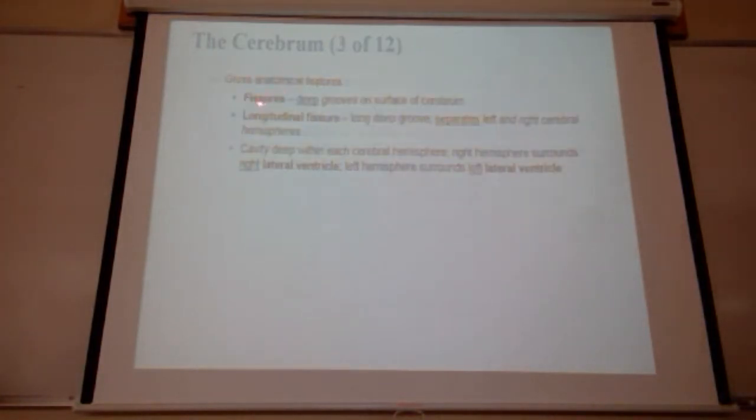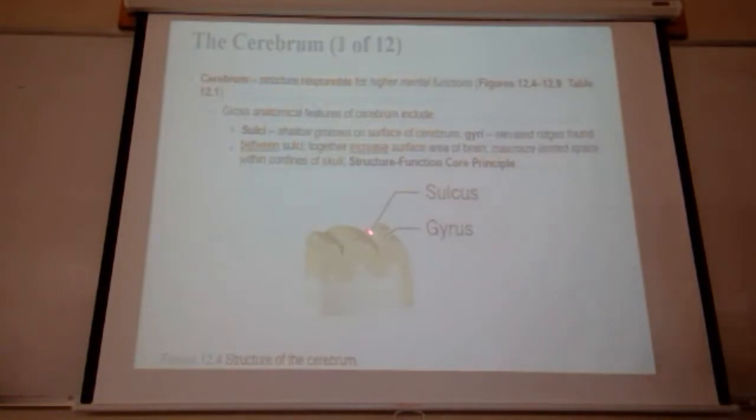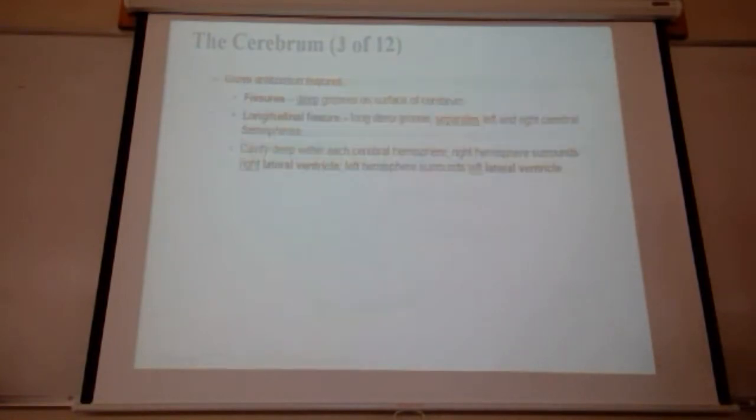The fissures are deep grooves on the surface of the cerebrum. Now the sulci, back up one slide. The sulci are going to be these sort of shallow grooves. Fissures are going to be much deeper. They are found on the surface of the cerebrum. There's one called the longitudinal fissure, which separates the left and right cerebral hemispheres. Each has a cavity deep within the cerebral hemisphere. The right hemisphere surrounds the right lateral ventricle. The left hemisphere surrounds the left lateral ventricle.